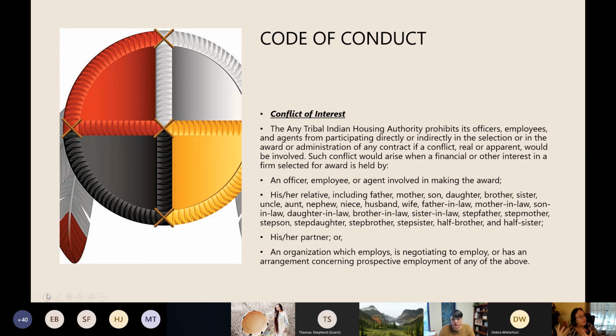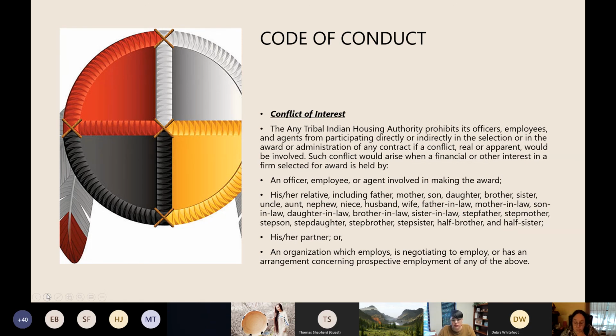But the rule of thumb that I tend to see used is if you're going to give somebody bereavement leave, a 4-day paid bereavement leave, that's kind of your definition of what an immediate family is. So his or her relative, including a father, a mother, a son, a daughter, a brother, a sister, your uncle, aunt, nephew, niece, husband, wife, father-in-law, mother-in-law, son-in-law, daughter-in-law. These are kind of what your immediate family is. Stepdaughter, stepbrother, stepsister, half-brother. His or her partner always has to be in there, even if it's not by marriage.